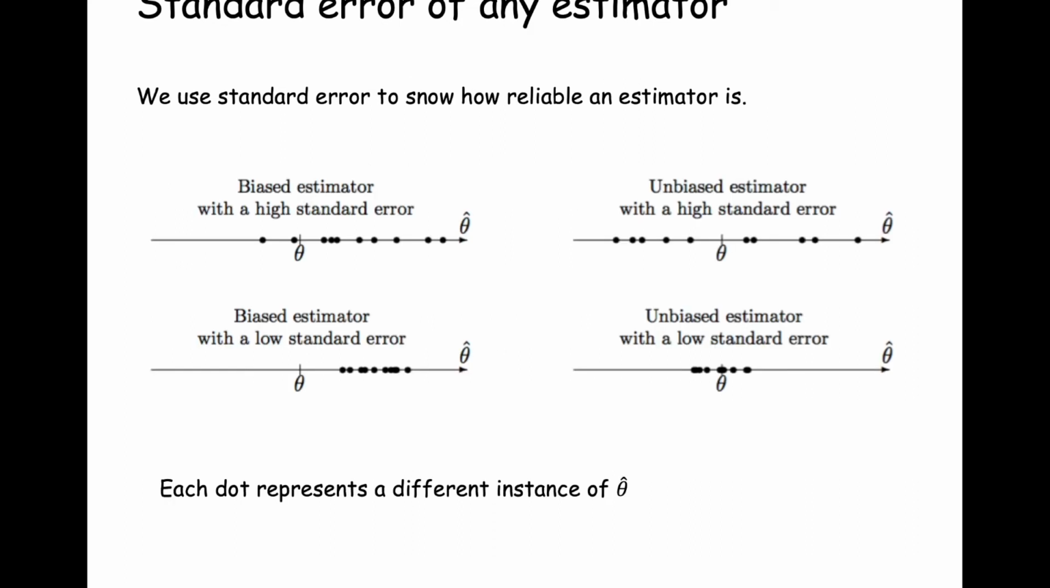All right. So let's take a look at this figure. And this is an interesting figure. It looks at how reliable an estimator is, how good of a stand-in it is for the ground truth population parameter.